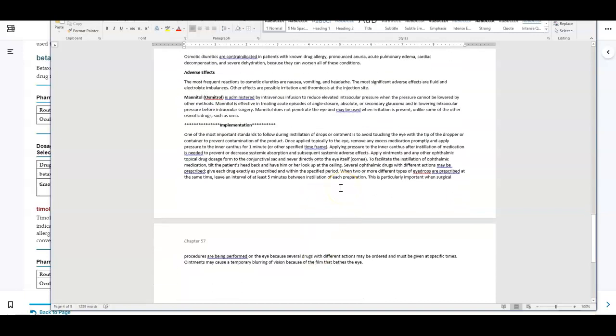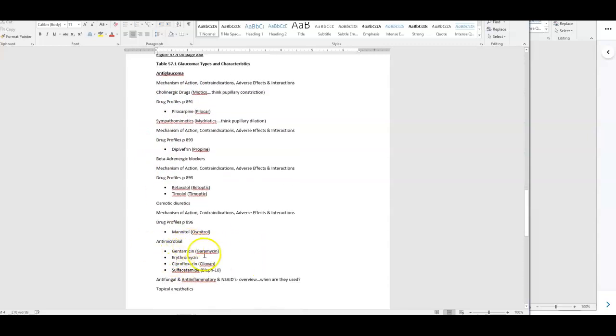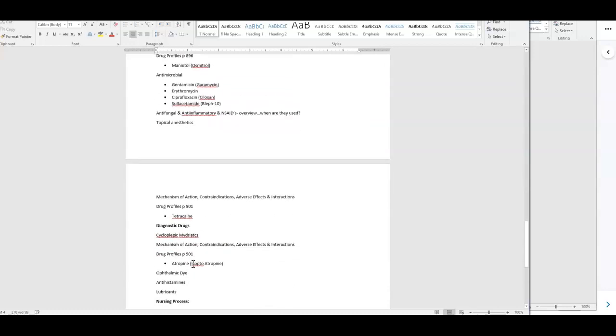So there's a lot of information in this chapter, really boiling it down to what you need to know. The things we just went over here in the implementation will go towards any of our eye drop medications. So whether it's something for glaucoma, or if it's something for, say, somebody's got pink eye, so for antimicrobial, it would still be the same premises. So put it in the conjunctival sac, have them look up, put pressure on the inner canthus so it doesn't go systemically, and don't touch the eyedropper to that individual.